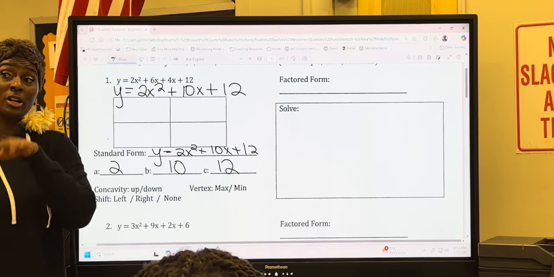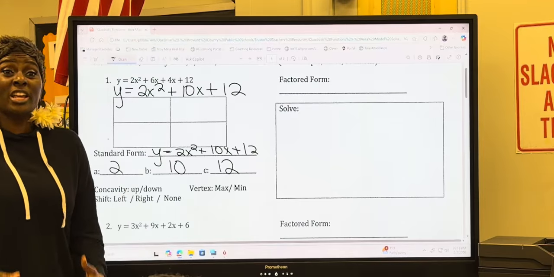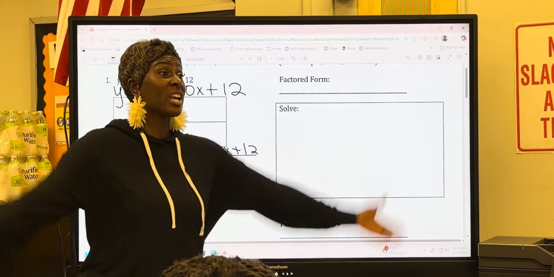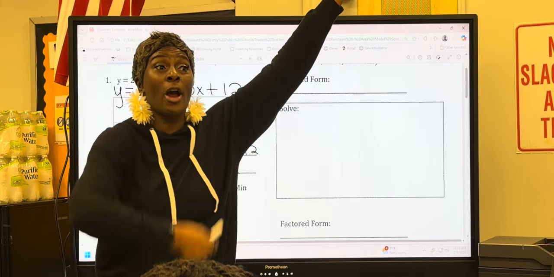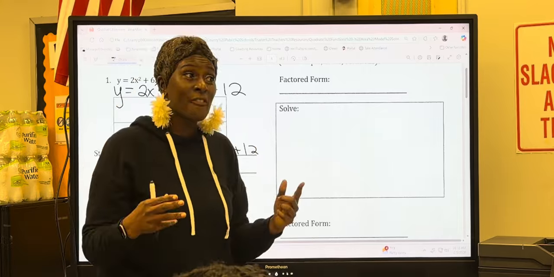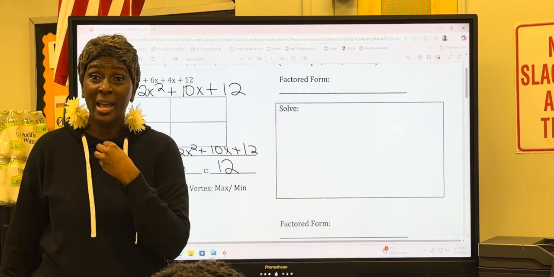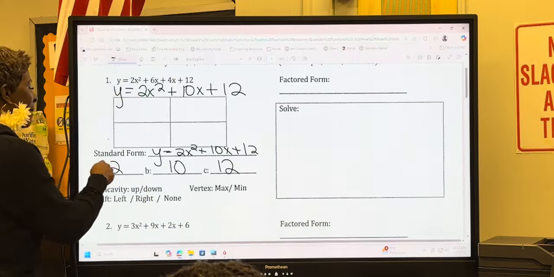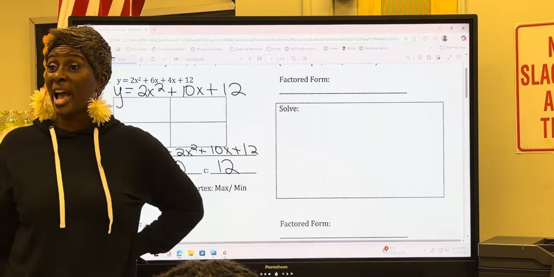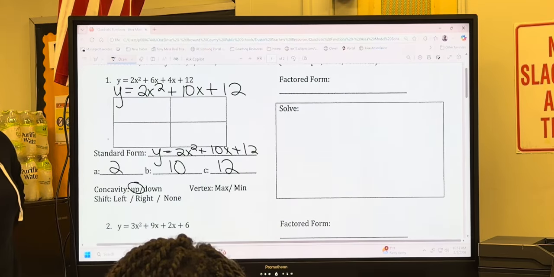Now, before I even start, let's look at the concavity. We talked about concavity earlier this week. Our concavity is determined by our A. If our A is positive, we concave up and therefore have a minimum, that lowest point. If our A is negative, we concave down and therefore have a maximum. So if I look at my A, it is positive. Am I going to concave up or down? Up. So that's my first answer. I concave up.